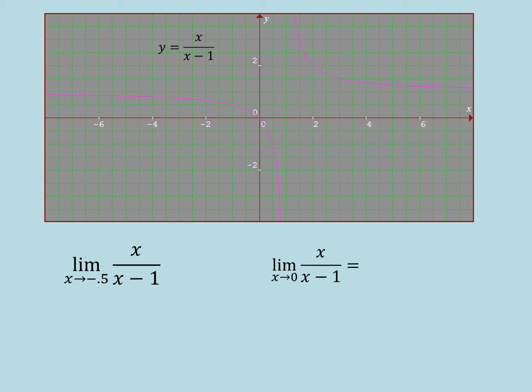The limit of x over x minus 1 as x approaches 0. So as x approaches 0 from the right, let's look at the corresponding y values. And those appear to be approaching 0. If we approach x equals 0 from the left, we're looking at the y values. What are they doing? They're approaching 0 also. So we would say the limit of x over x minus 1 as x approaches 0 is 0.